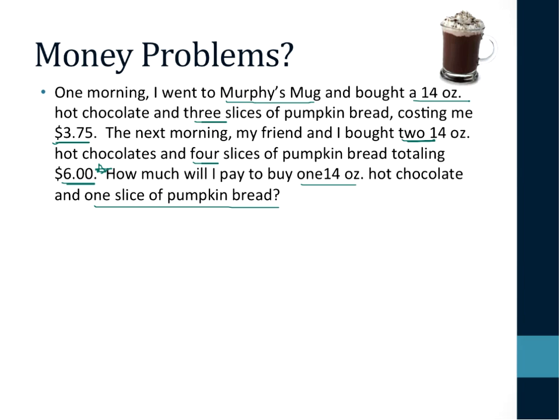Awesome. Thanks, Katie. So we're looking at the cost of a hot chocolate and the cost of pumpkin bread. So I'm going to go with H equals the cost of one hot chocolate. And if you want to use X and Y, that's fine. But I sometimes like to use the letters that are represented in the equation. So then I'm going to say P is the cost of one pumpkin bread.